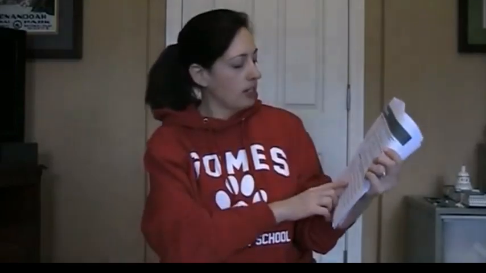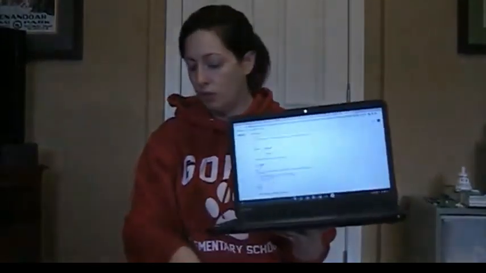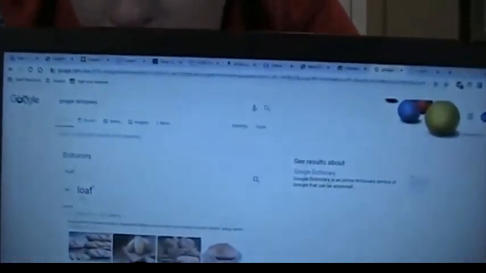So what you have to do in the packet is down here, the first things they say are to read the passage. You find the underlined words, which are homographs, those words that look the same but mean different things, okay? And you have to look them up in a dictionary. Now, you might not have a dictionary at home. So, if you don't, Google Dictionary. You just type in Google Dictionary. Looks like this, okay?